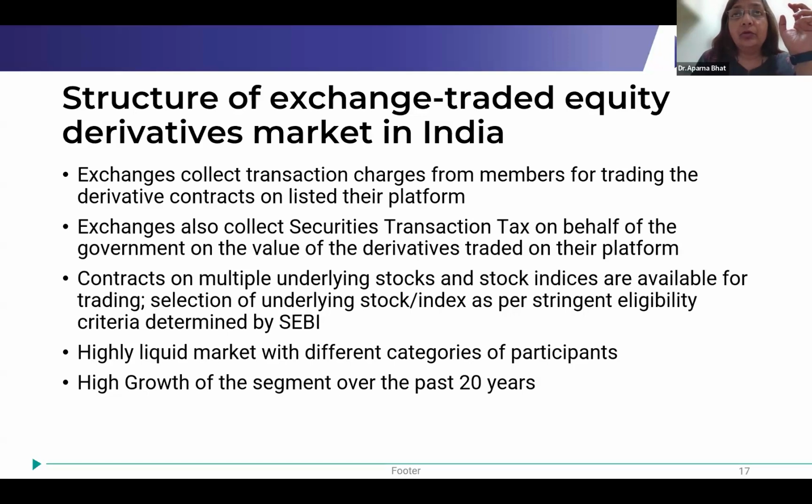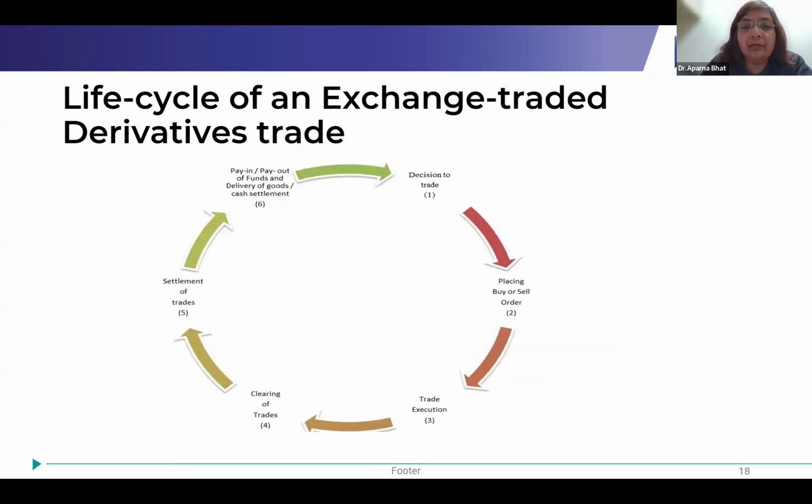How are these stocks selected? You know that there must be about 5,000, 6,000 listed companies in India whose stocks are available for trading. But derivatives are not available on all these stocks. Derivatives trading is possible on a handful of stocks, maybe 200, 250 or whatever. There are very stringent conditions which have been laid down by SEBI for deciding whether derivatives trading should be offered on a particular company stock or not. Only when these conditions are satisfied does that stock enter the derivative segment. Over the past 25 years almost, you can see that this market has grown by leaps and bounds, and today it is a very liquid market with a wide variety of participants.